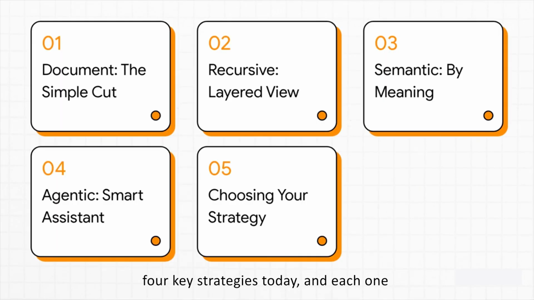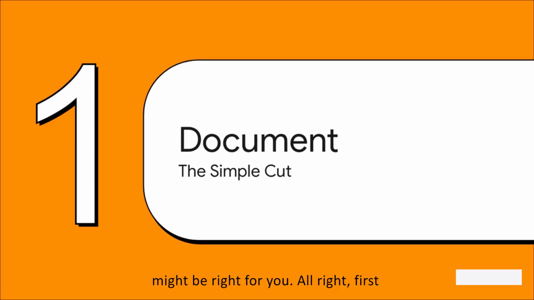We're going to walk through 4 key strategies today, and each one gets a little more sophisticated. We'll kick things off with a simple document cut, then move to a more layered, recursive approach. After that, we'll get into semantic chunking, which is all about meaning, and finally, we'll look at the super smart agentic method. By the end, you'll have a much better idea of how this all works and which strategy might be right for you.